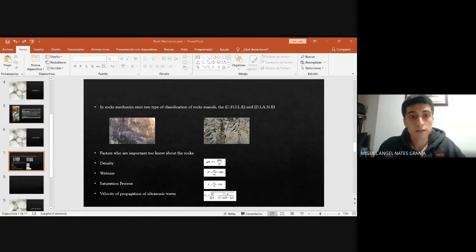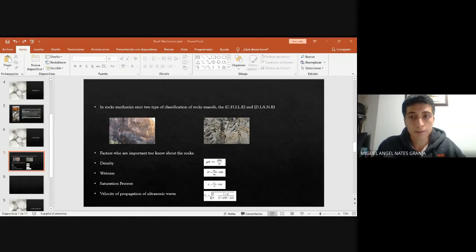In rock mechanics there exist two types of classification of rock masses, the Chile and the Diane. We say a rock mass is Chile when it is continuous, that means it doesn't have any presence of breakage. Homogeneous, that means all the components of the rock are the same in all the sections of the rock. Isotropic, that means all the mechanical properties of the rock are the same in all the sections, for example the thermal conductivity and being linearly elastic.